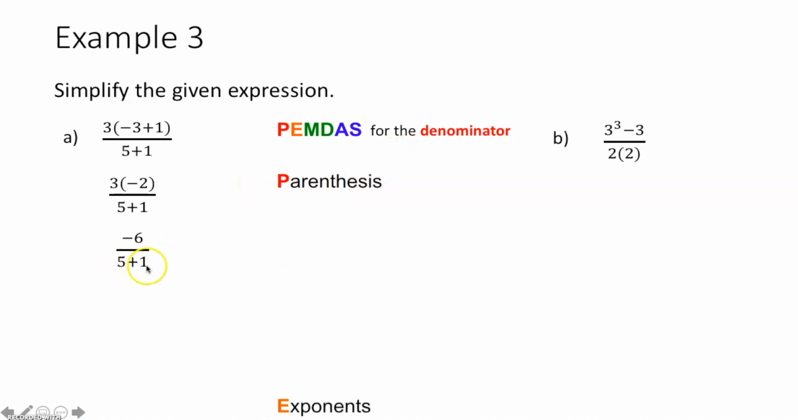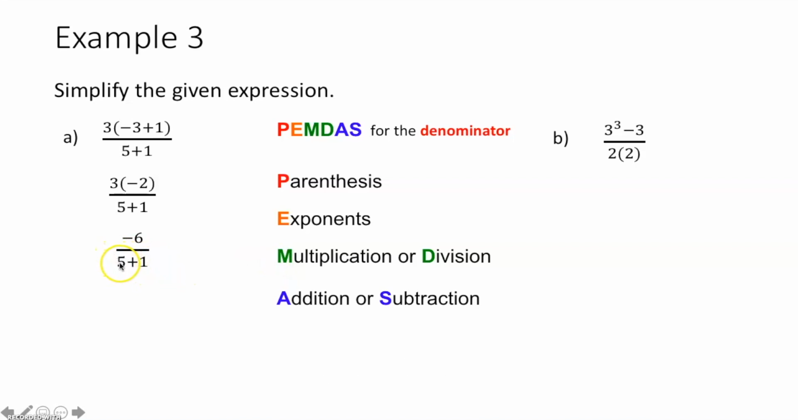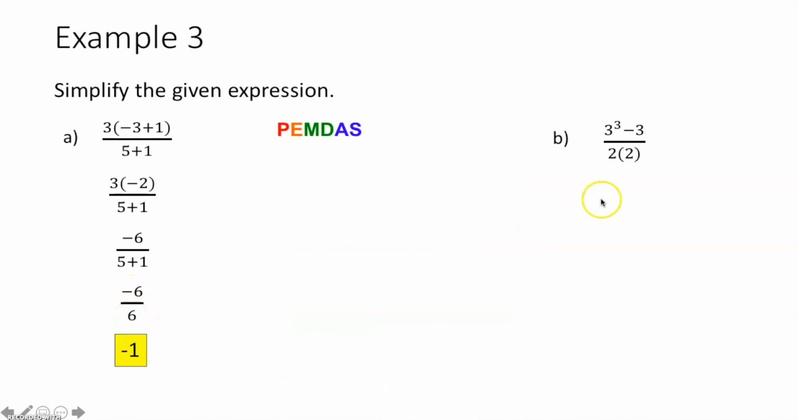Any parentheses? No. Exponents? No. Multiplication or division? No. What about addition or subtraction? Yes. We have 5 plus 1 is going to give you 6. Now that we've simplified the numerator and denominator, we divide these two numbers. What's negative 6 divided by 6? Negative 1.